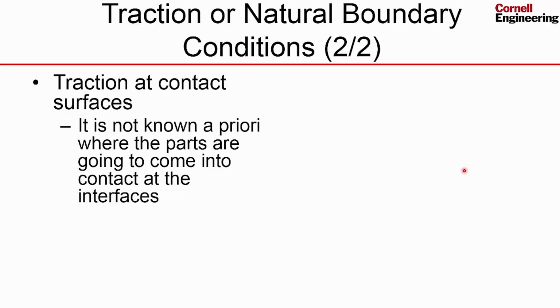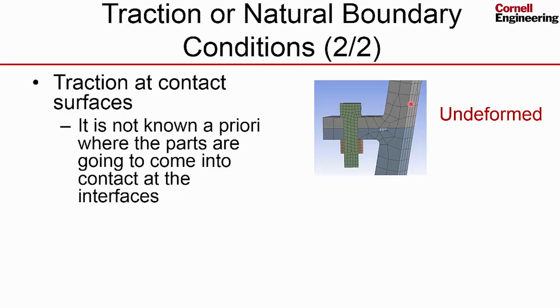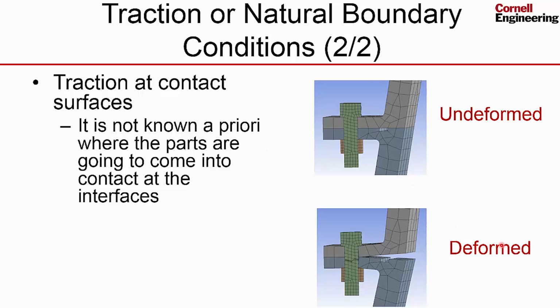Then there's also traction at the contact surfaces where the parts are going to come into contact. But we don't know a priori where the parts are going to come into contact, and that's a big complication. So this is the undeformed model, and that's the deformed model, and this is exaggerated. It's almost like it's opening its mouth. And you can see that now in the deformed model, the traction on this surface and this surface is 0 because they are not in contact anymore. But over here, the part is in contact.